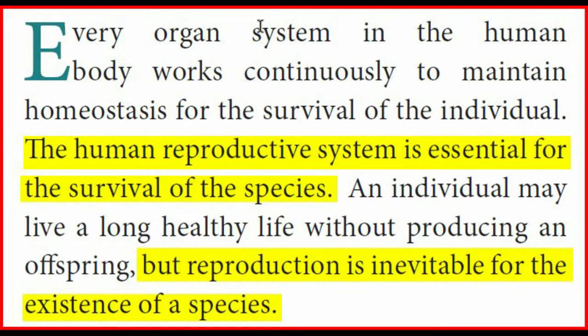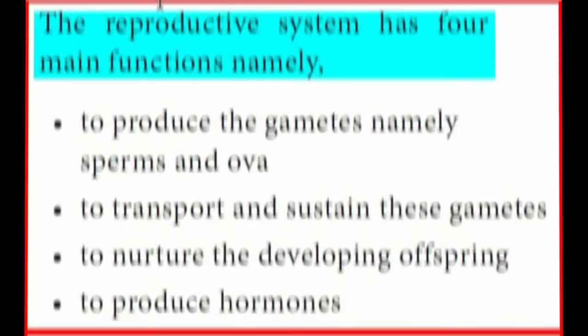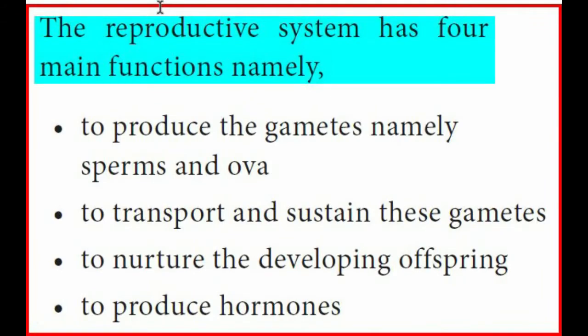Now, we are going to learn the functions of the reproductive system. It helps to produce the gametes. What are the gametes? Sperm and ova. And it helps to transport and sustain these gametes. Third point, it helps to nurture the developing offspring. Fourth point, it helps to produce hormones. So these four are the functions of the reproductive system.